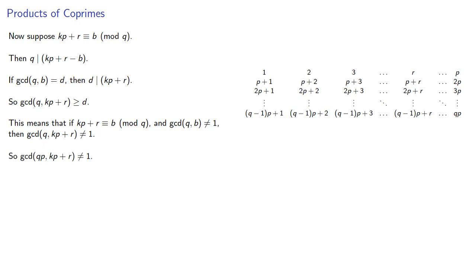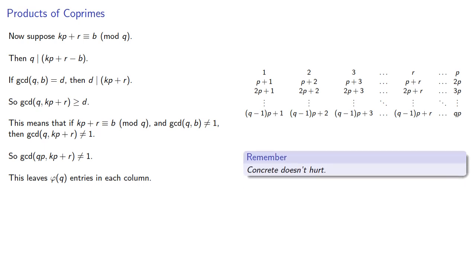And so the greatest common divisor of qp and kp plus r isn't 1. And so we should strike these numbers as well. And that means the only numbers that could be left in the column are the numbers that are relatively prime to q. And so this leaves phi of q entries in each column. Now, this is a fairly complex set of reasoning, so remember, concrete doesn't hurt.